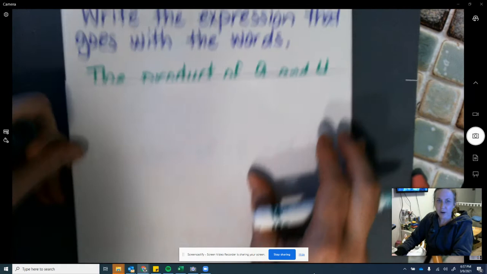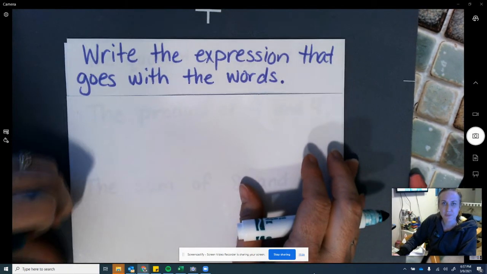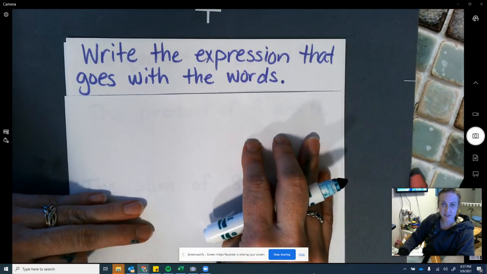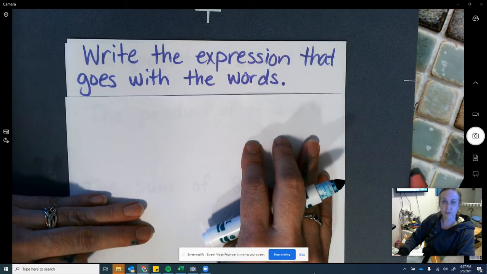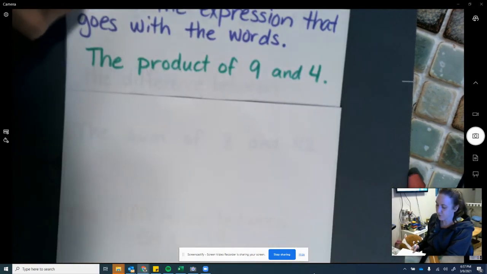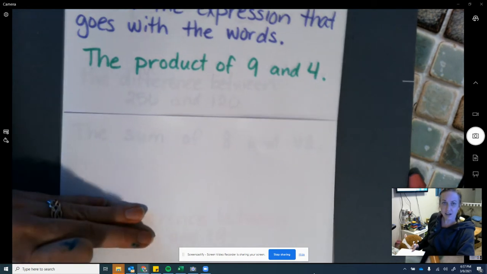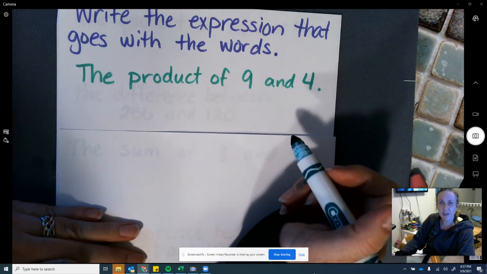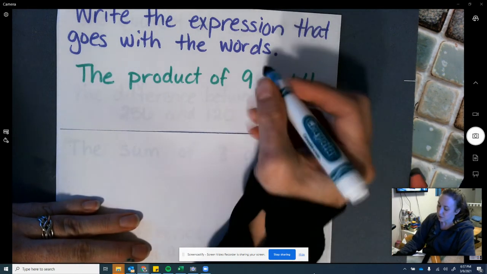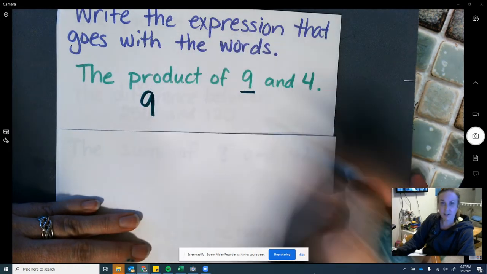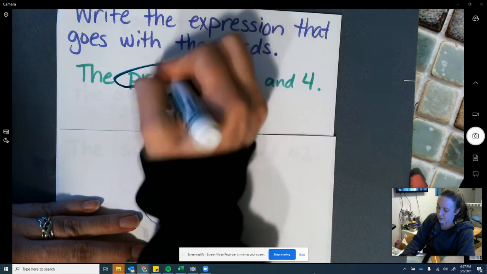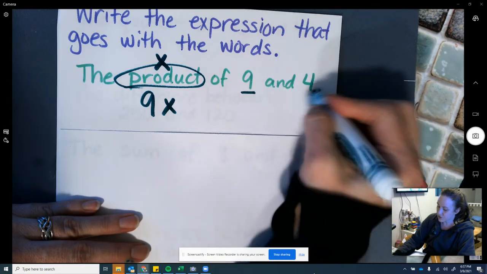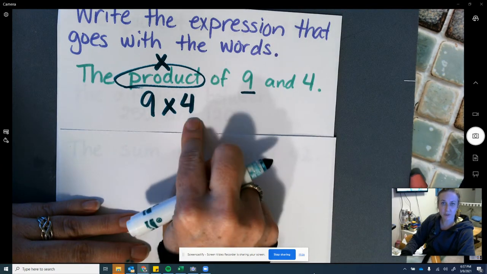So now we are going to write the expression that goes with the words. So we are going to have some words, and we're going to write a number sentence in an expression form for the sentence. The product of 9 and 4. What is the number sentence that means the product of 9 and 4? All right, since 9 is our first number, we have to put 9 first. Product means everything multiplication, so we have to multiply. 9 times 4. 4 is our second number, so 4 becomes our second number that we write.